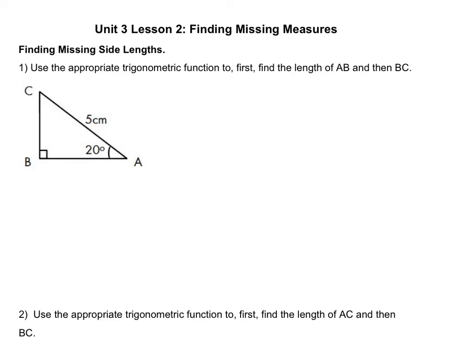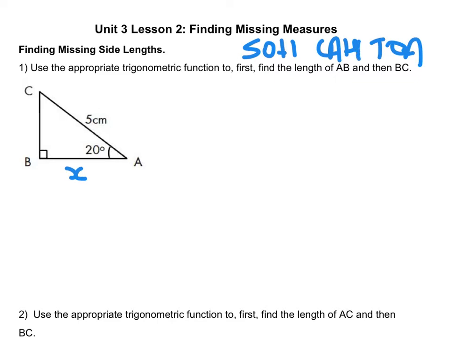it tells us we have a right triangle, it has a 20-degree angle in it, and the hypotenuse is 5. Alright, so I'm just going to note our little SOH CAH TOA up here, and we're going to refer to this all the time. So it says find the length of AB first. So it's this side down here, which I'm going to call X, and we're going to find the length X.